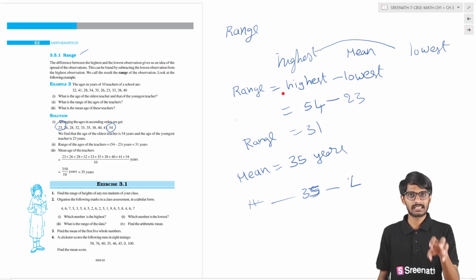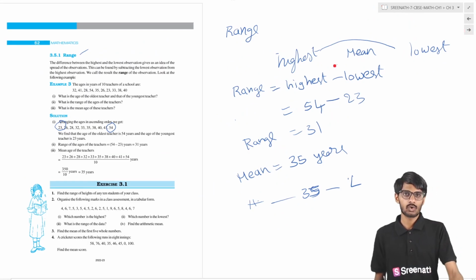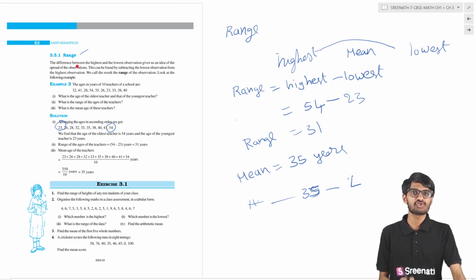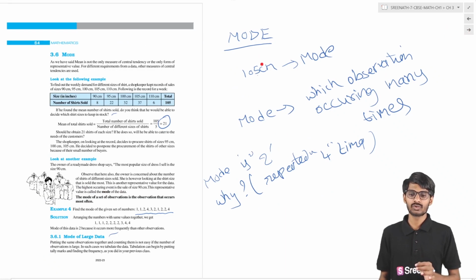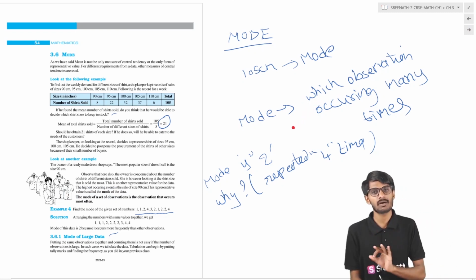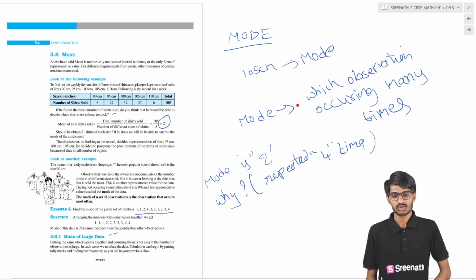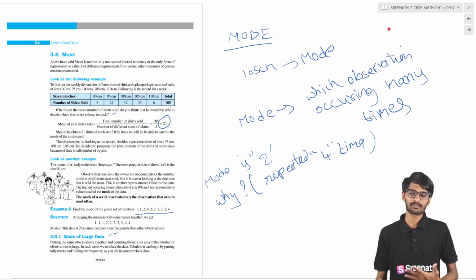Next thing is range. Range is nothing but the difference between the highest value and the lowest value. By finding the range, you can know how the observations are spread out. Next thing is the mode, students. Mode is the observation which occurs many times, the observation having more frequency. So that is the mode, students.